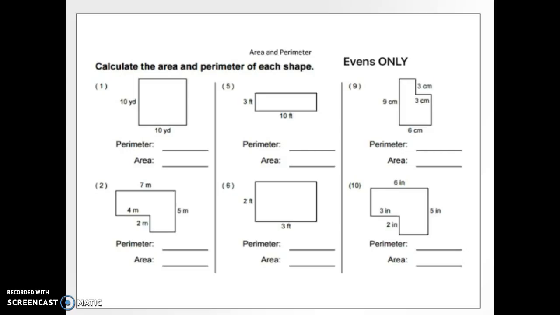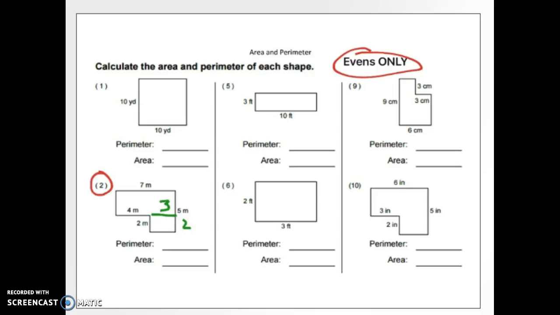your notes on area and perimeter. On this assignment, all you have to do are the evens, okay? You're looking for perimeter and area. Now, if you have problems like number 2, remember that you can make lines like this to help you figure out what those measurements are, so that way you can find the perimeter of the whole thing and then the area of the whole thing.